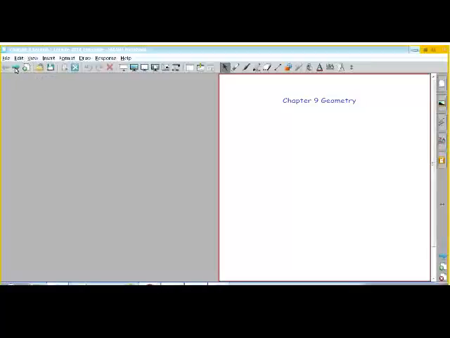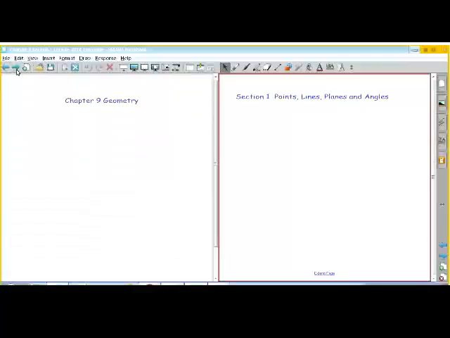So we have to slog through some terminologies, and that's all I can do. I have to cover it, so here we go. The first section is talking about points, lines, planes, and angles. And pretty much in this section, it's about terminology.